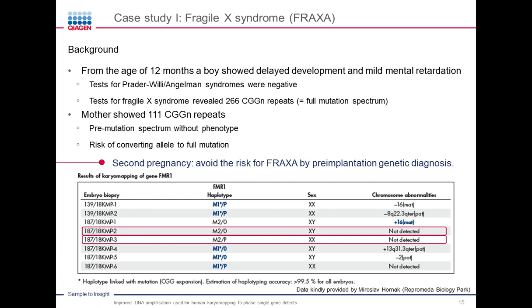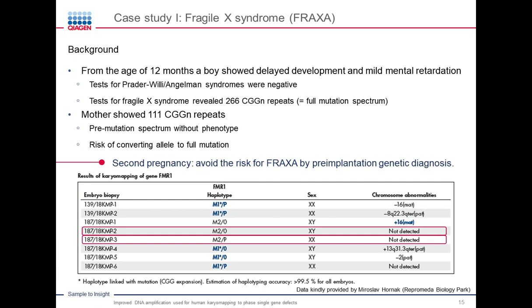When doing karyomapping of the mother, it showed 111 CGG repeats, which is the pre-mutation spectrum without a phenotype. If the couple decided to have any future children, this pre-mutation spectrum could convert over to a full mutation spectrum, and there's a big risk here of that occurring again. So in the second pregnancy that this couple wanted to have, they wanted to avoid the risk for Fragile X syndrome by using pre-implantation genetic diagnosis.